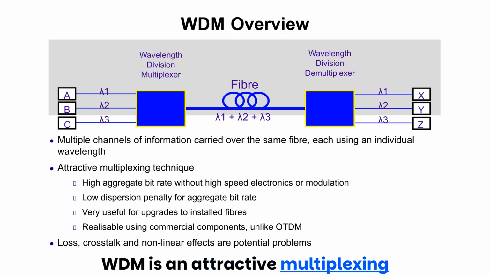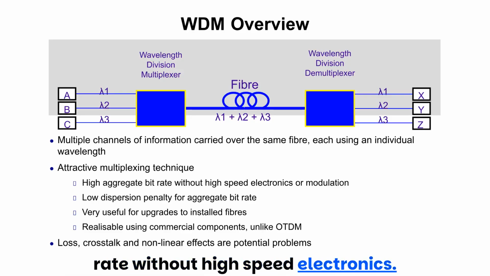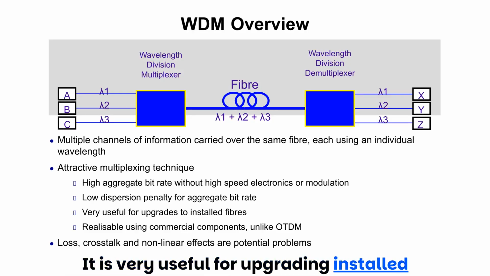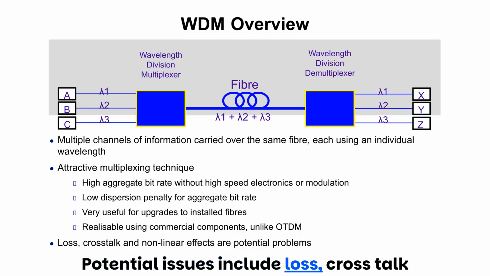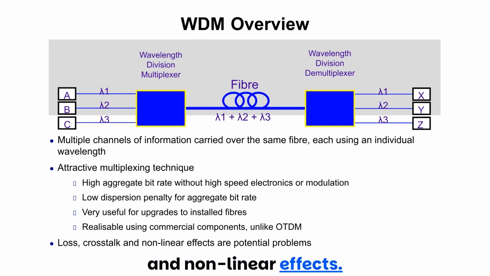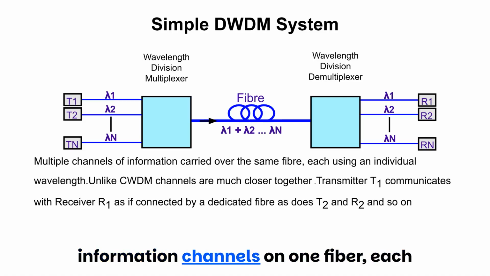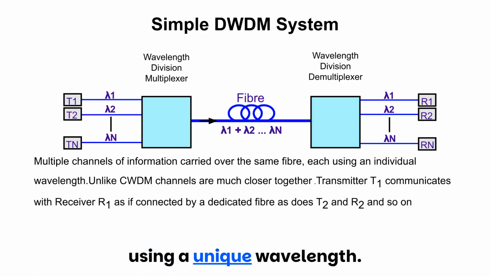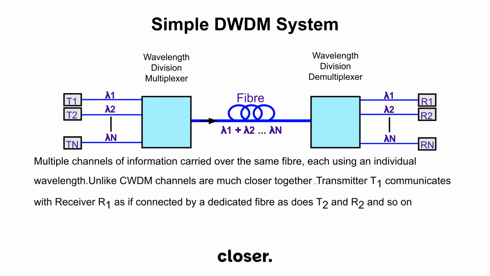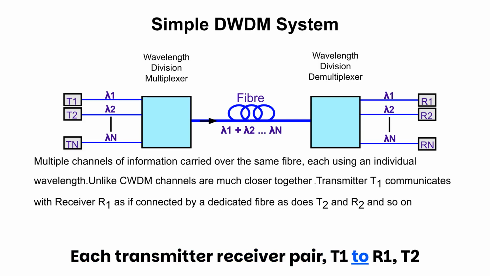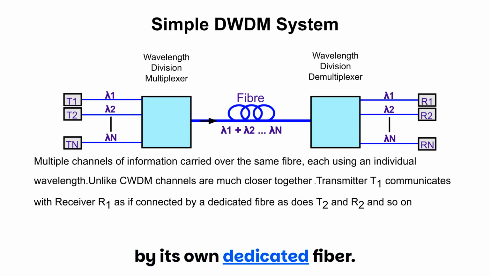WDM is an attractive multiplexing technique, enabling a high aggregate bitrate without high-speed electronics. It is very useful for upgrading installed fibers and is realizable using commercial components. Potential issues include loss, crosstalk, and nonlinear effects. A simple DWDM system carries multiple information channels on one fiber, each using a unique wavelength. Unlike CWDM, DWDM channels are much closer. Each transmitter-receiver pair, T1 to R1, T2 to R2, and so on, operates as if connected by its own dedicated fiber.